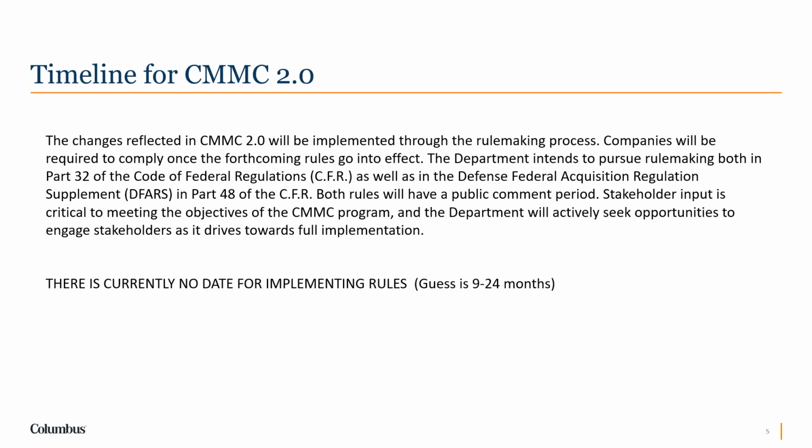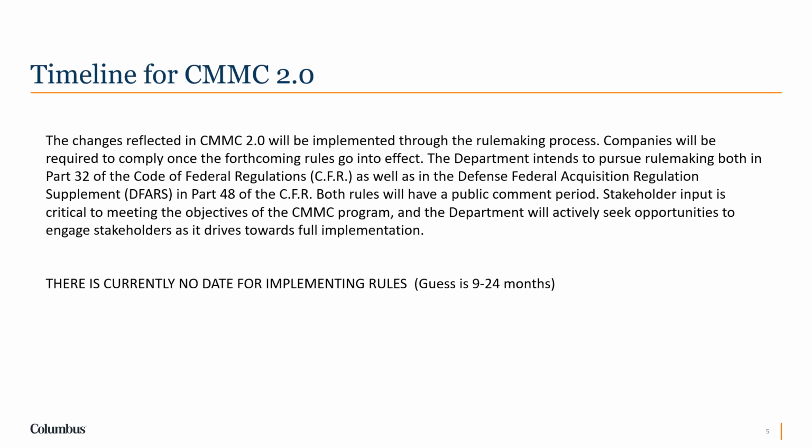The changes reflected in CMMC 2 will be implemented through a rule-making process, okay? So what that's saying and what that's not saying is that right now, rules are not written. As a supplier to the government, you don't know what the rules are going to be for controlling your CUI and meeting regulations. They are being discussed, okay?